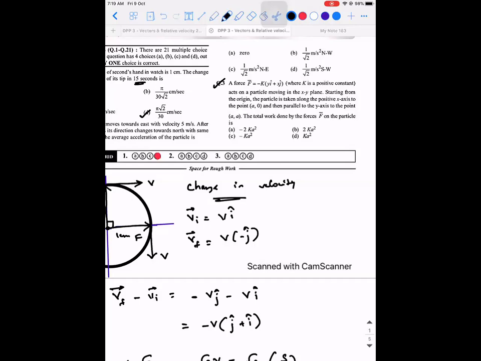The force vector is equal to minus k into y i cap plus x j cap, where k is a constant, acting on a particle moving in the xy plane. Starting from the origin, the particle is taken along the positive x-axis to the point a comma 0 and then parallel to the y-axis to the point a comma a. The total work done by the force F on the particle is.